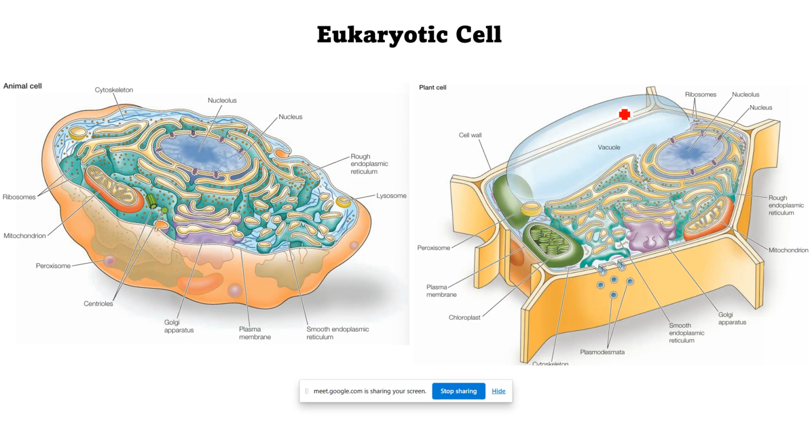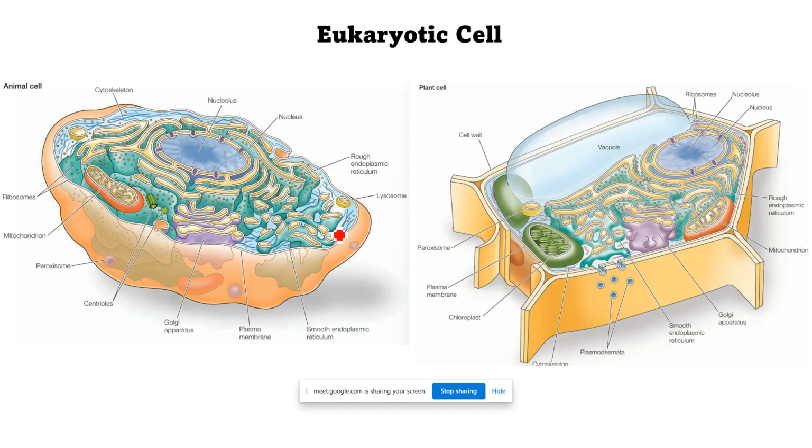And then coming to eukaryotic cells. Eukaryotic cells are larger in structure compared to prokaryotic cells. And eukaryotic means what? If you look at this term, eu means true and karyon means nucleus. So, true nucleus. If you look at their structure, they have a much more complex structure. Here on the left side is the structure of an animal cell, and on the right side is the structure of a plant cell.